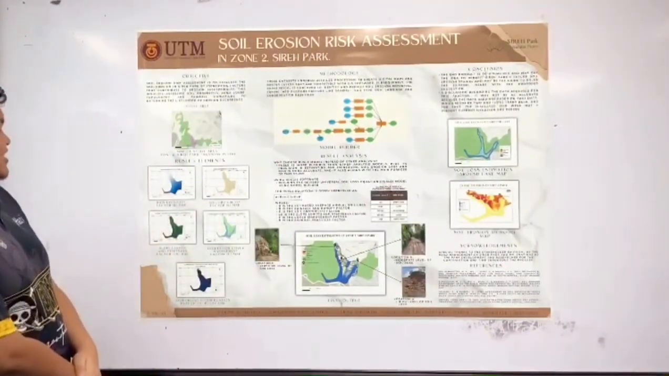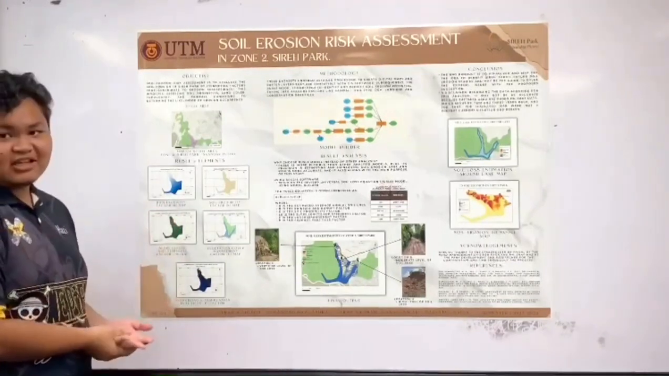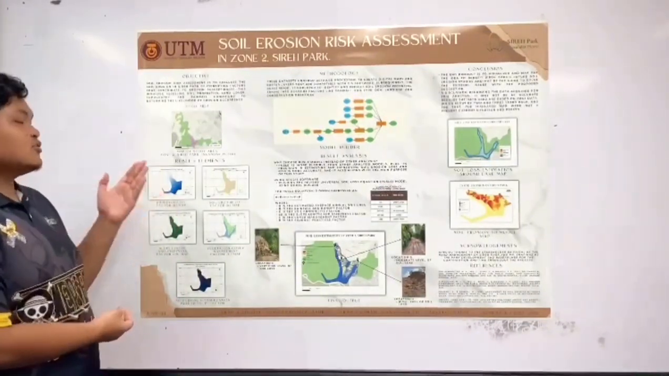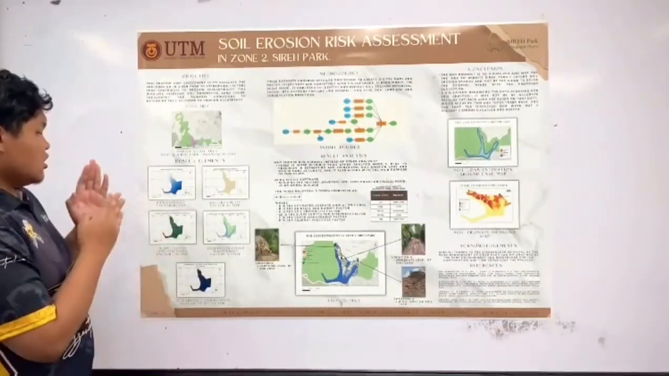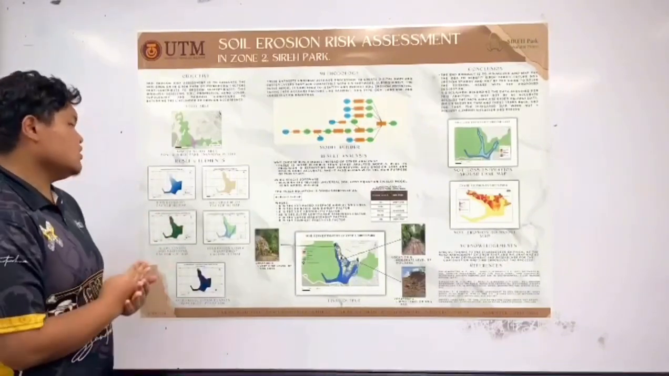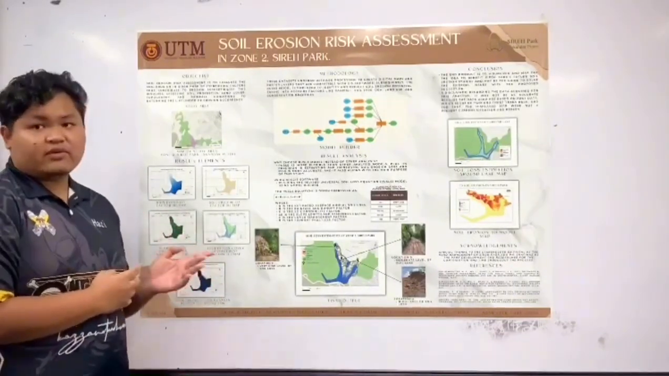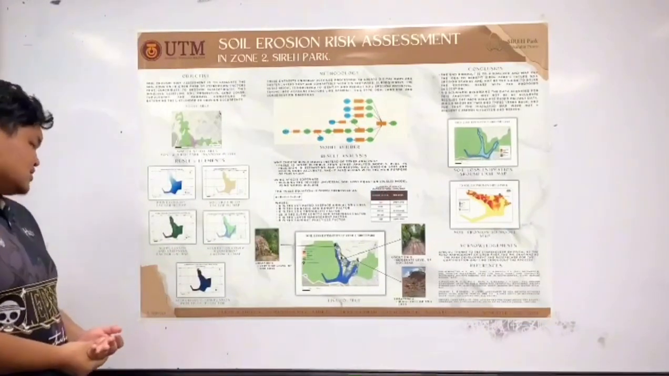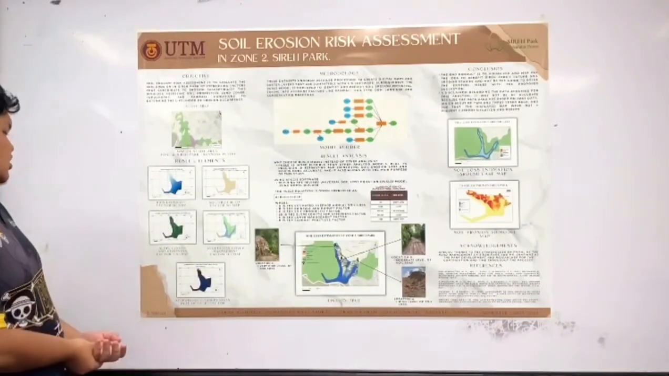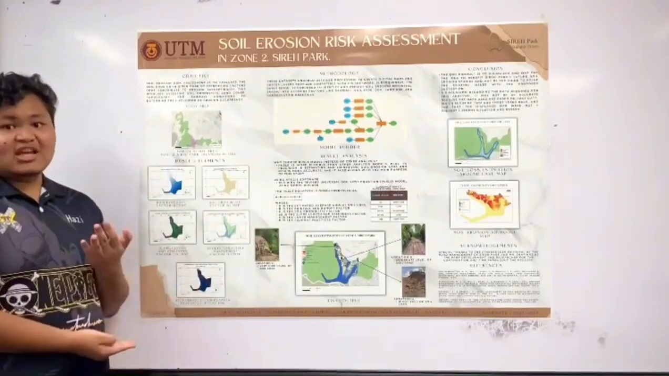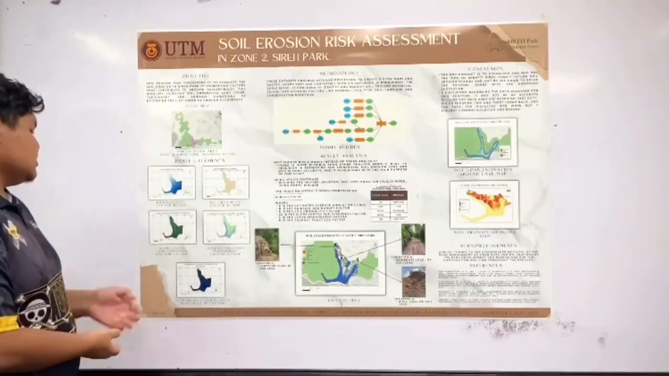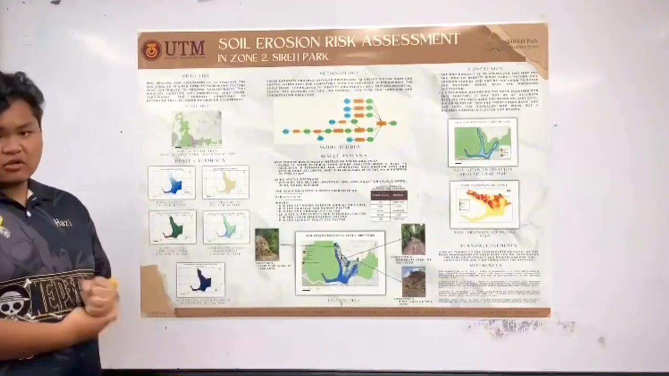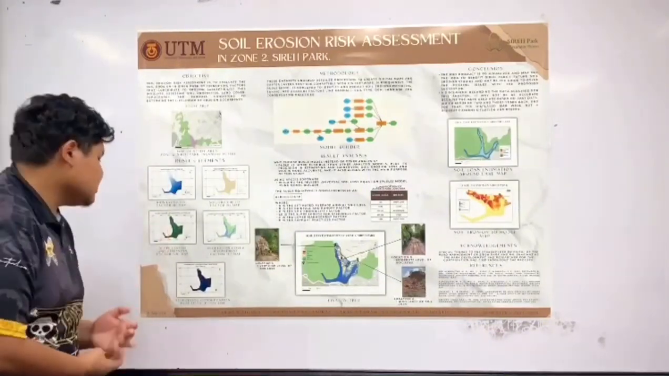Okay, the second one is the soil erodibility factor K. We got it from the soil data, where there is only one type of soil, and the value is 0.15. Okay, the third one we have is the slope length and steepness factor LS. We got this from the DEM data. The dark one shows 0 and the light one shows 66.